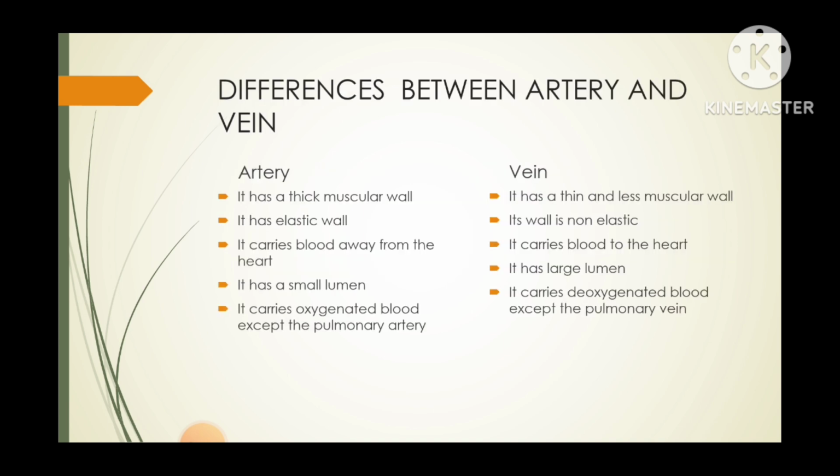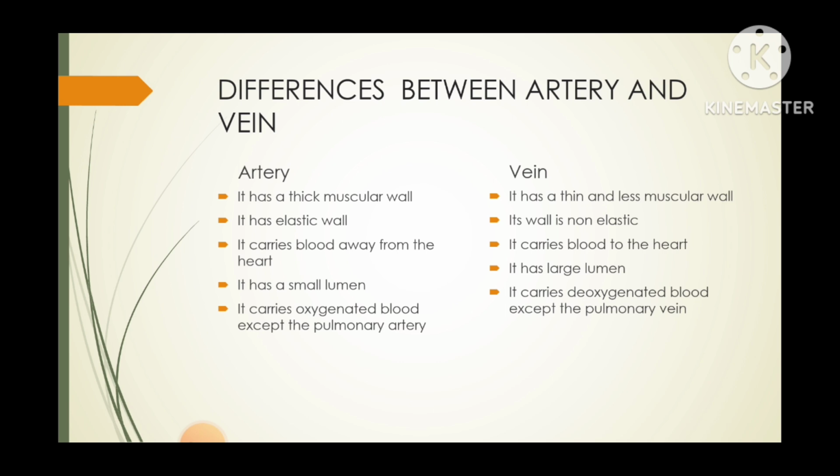So now let's quickly look at the differences between the arteries and the veins. The first difference that I have here is that arteries have a thick muscular wall, while the vein has a thin and less muscular wall. Also, the artery has an elastic wall, but the vein wall is non-elastic. Arteries carry blood away from the heart, but veins carry blood to the heart. Arteries have a small lumen, but veins have a large lumen.